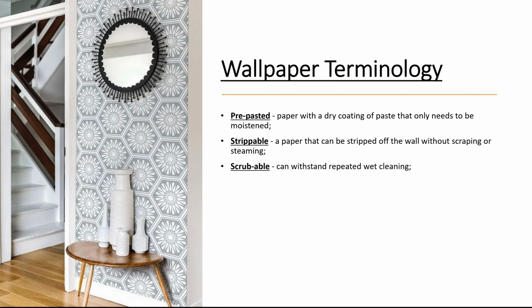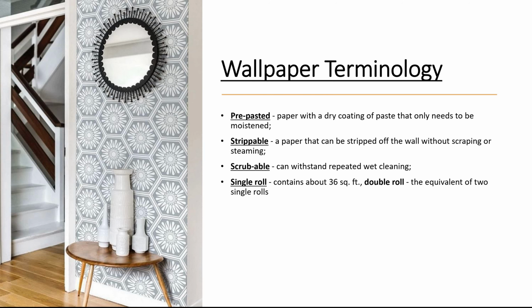Then you have scrubbable. This can withstand repeat wet cleaning. So maybe if you have kids or whatever and they make a lot of mess, they touch their walls with their dirty hands or they draw on them and that kind of stuff, a scrubbable would be a good option for you. Keep things clean if you have pets too. A single roll contains about 36 square feet, and a double roll is the equivalent of 2 single rolls. So what is that?